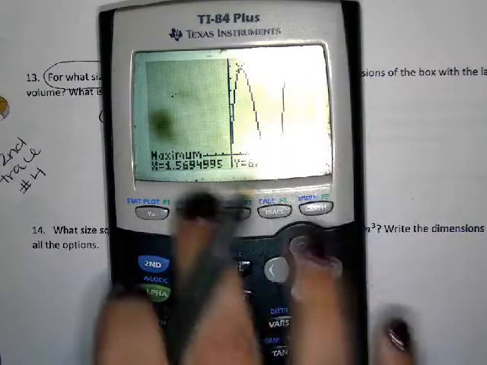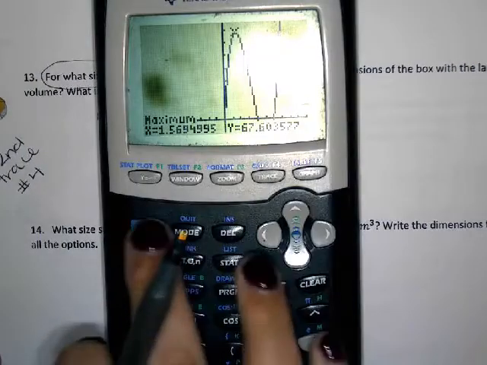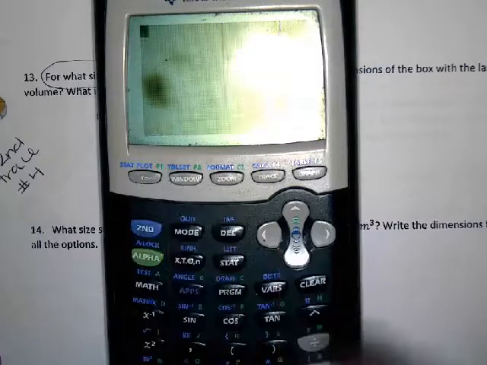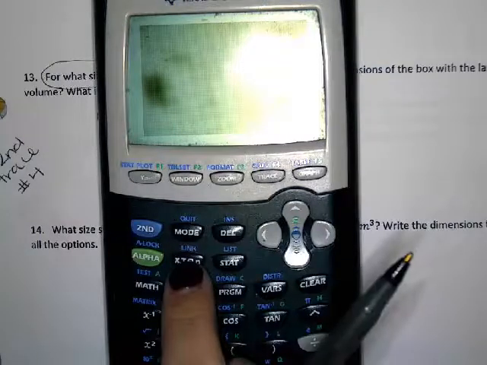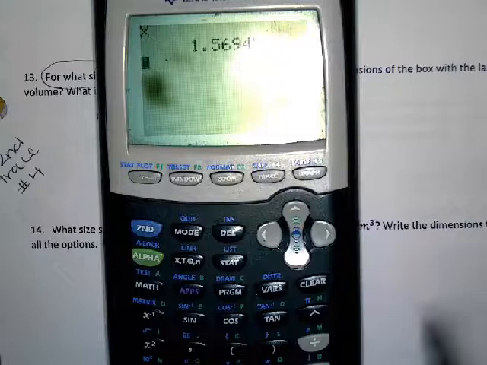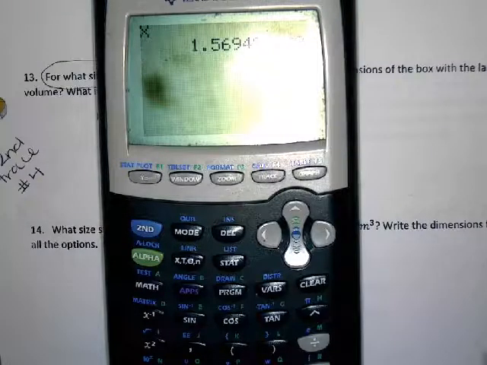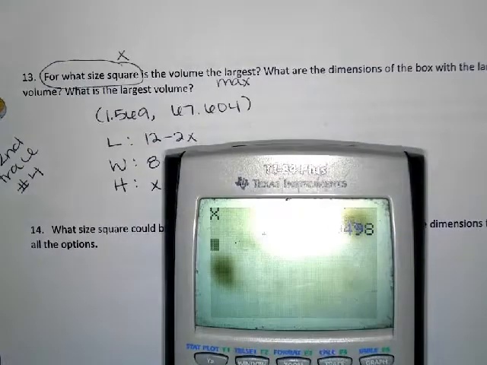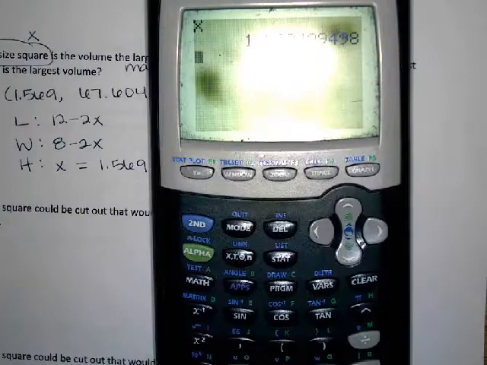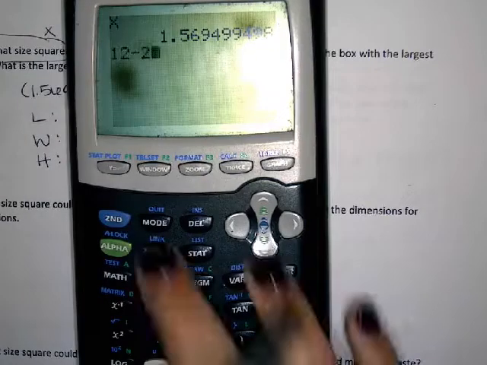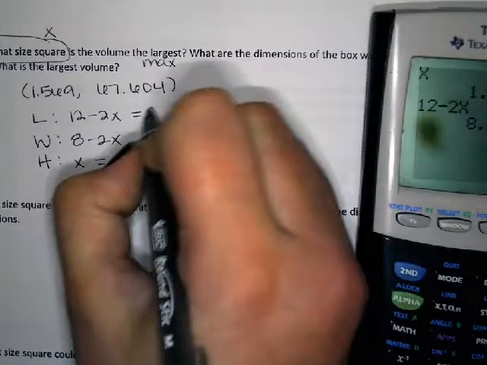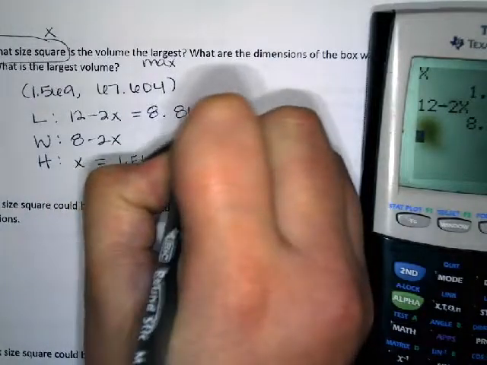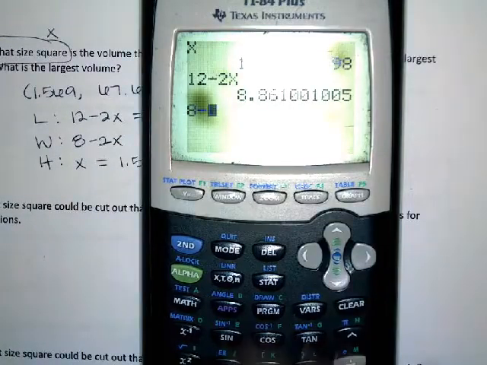Because we're going to find the length. Because the next question is, what are the dimensions? So 12 minus 2x, there's the length. Eight minus 2x, there's the width. It plugs it in for you, and you have the accuracy of plugging in an unrounded decimal without you having to type it in. I know. These calculators are so cool.